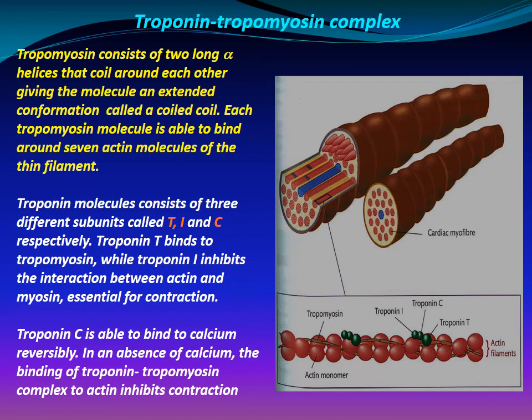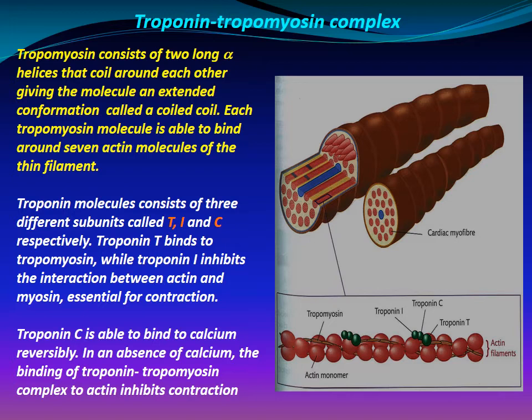Troponin-tropomyosin complex. Tropomyosin consists of two long alpha helices that coil around each other, giving the molecule an extended conformation called a coiled coil structure. Each tropomyosin molecule is able to bind around 7 actin molecules of the thin filament.